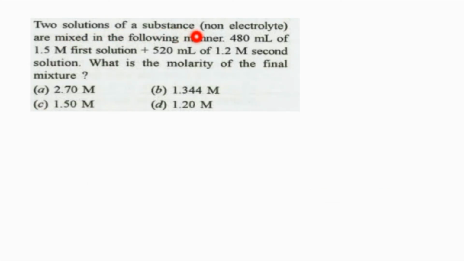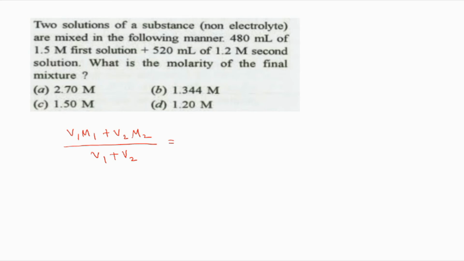Two solutions of non-electrolyte substances are mixed in the following manner: 480 ml of 1.5 molar first solution and 520 ml of 1.2 molar second solution. What is the molarity of the final mixture? So this is another example of a mixing problem. For that kind of problem, what's the shortcut? V1 into M1 plus V2 into M2 divided by V1 plus V2. This will give you the molarity of the resulting solution.